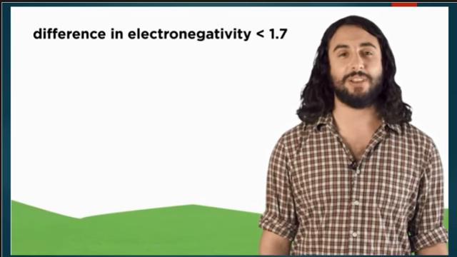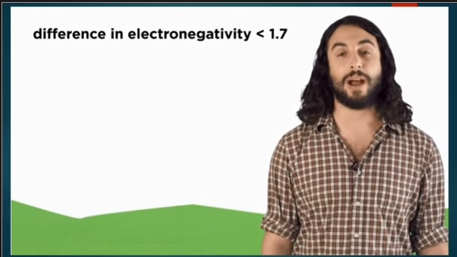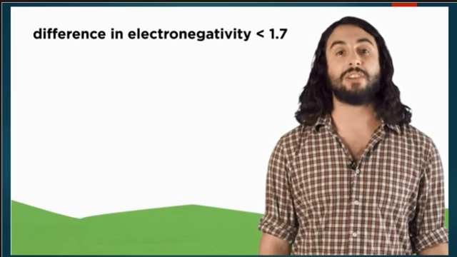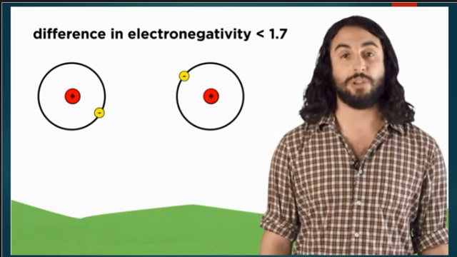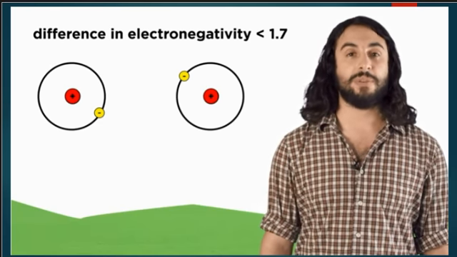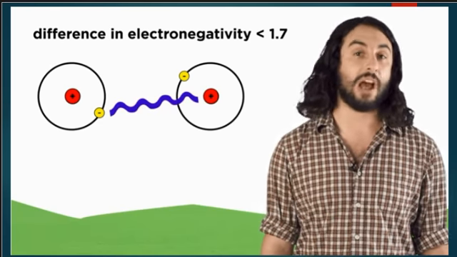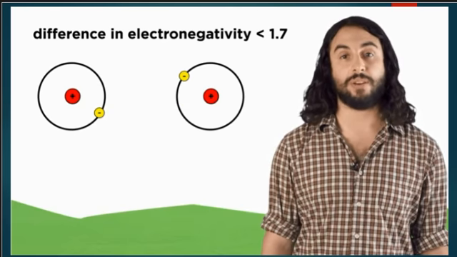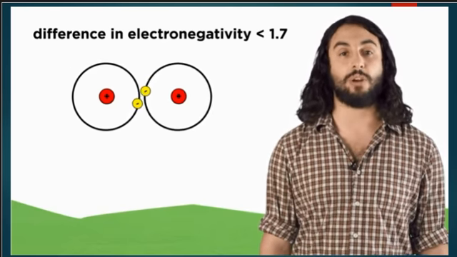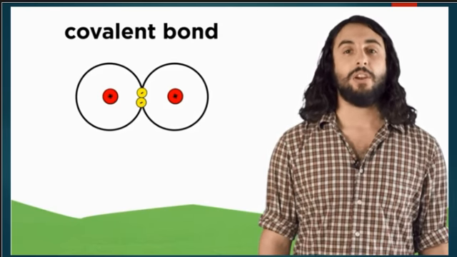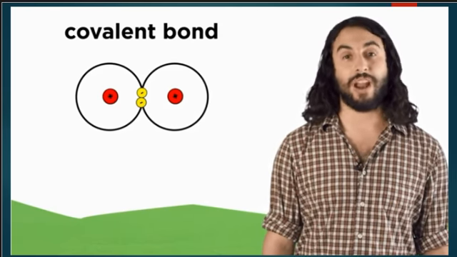Speaking of shared electrons, if the difference in electronegativity between the 2 atoms is less than about 1.7, no electrons are stolen, but instead the 2 atoms share 2 electrons. The electron from this atom feels the attraction from the other nucleus, and so does the electron from this atom. So the atoms share the 2 electrons to form a covalent bond. Covalent bonds can be polar or nonpolar.